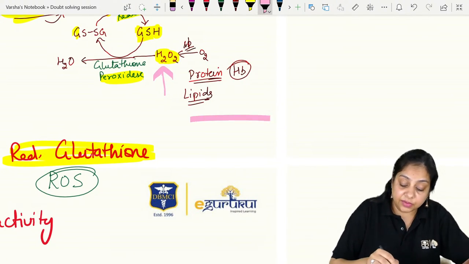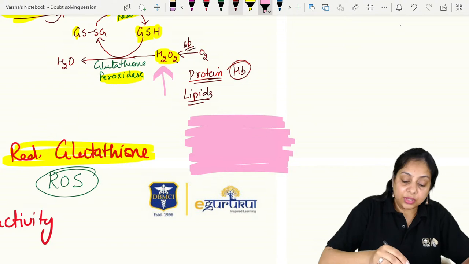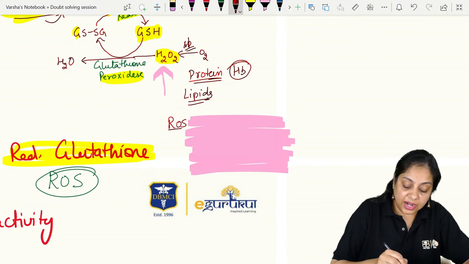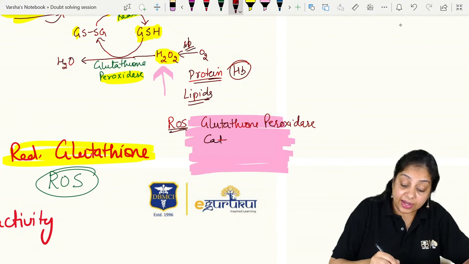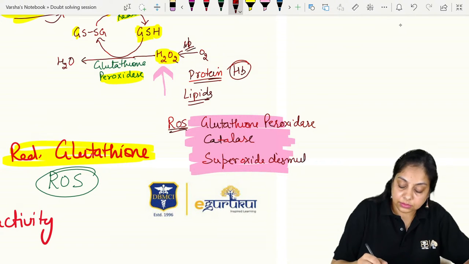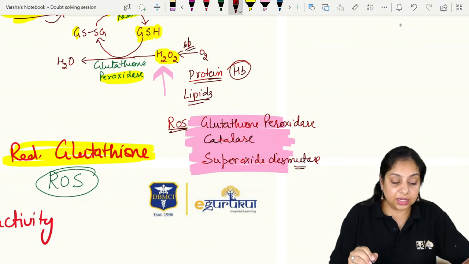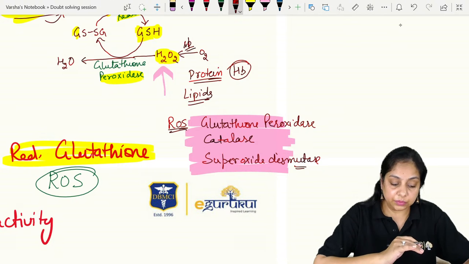Another important thing: there are three enzymes you will majorly see at different places for the radicals or reactive oxygen species. You have glutathione peroxidase. What else? You have catalase. What else? Superoxide dismutase. Anybody, any questions so far? Should I continue?